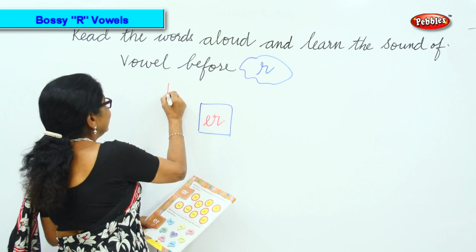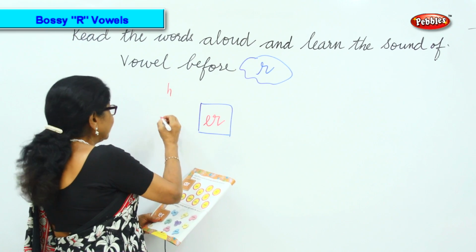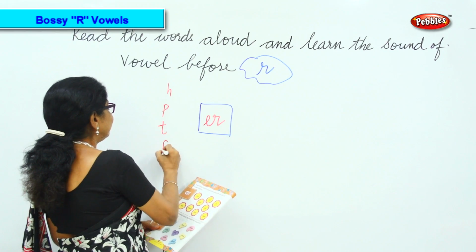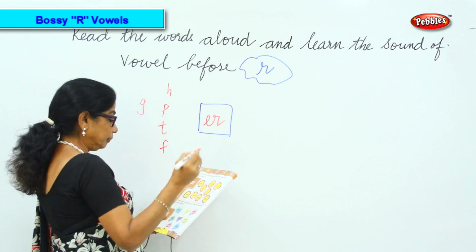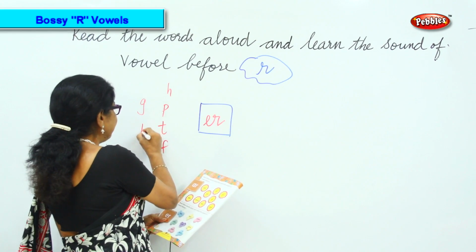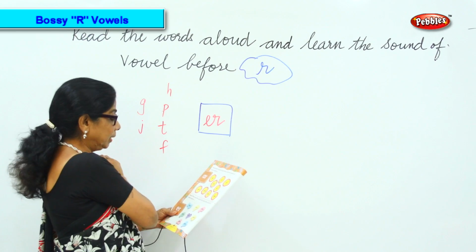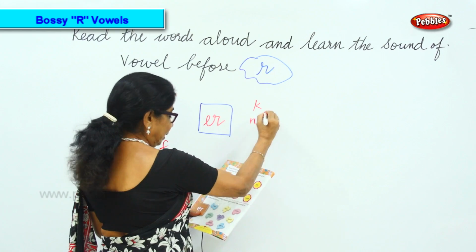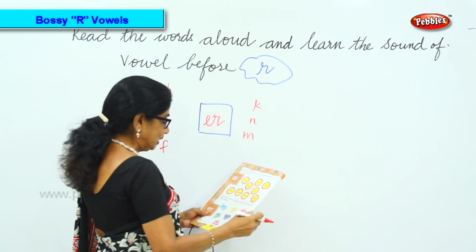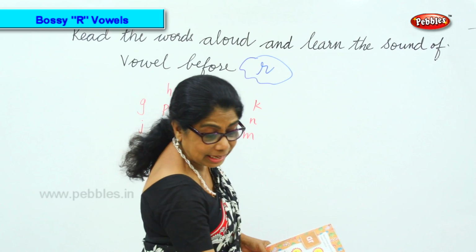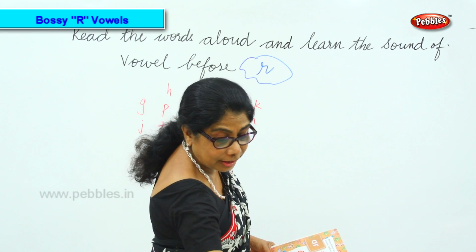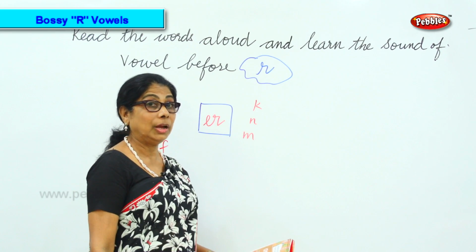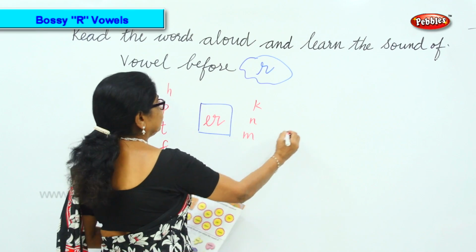Now we can have H, P, T, F, G, J, P, T. Then you can have this side K, N, M. Now let's see what words we can make out of this, remembering that there is a vowel before R and the sound we are doing. We'll create some words now.